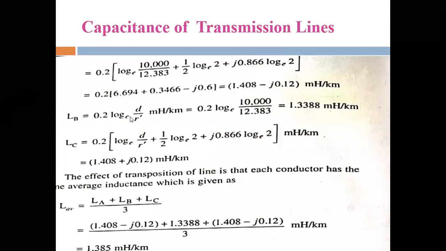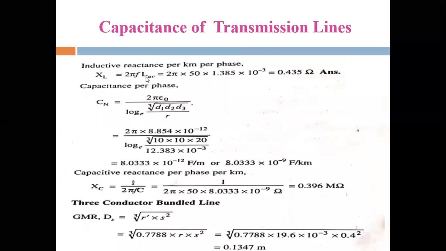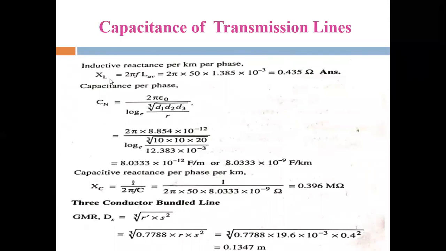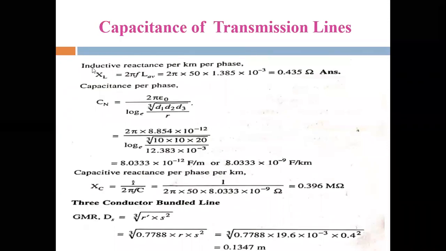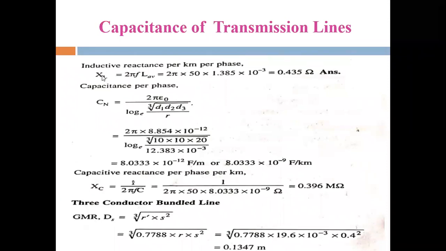After calculating the inductance value, we calculate the inductive reactance. What is the formula for the inductive reactance? XL is equal to 2 pi f L, where L means the L average. Then substitute the values: 2 pi into f, which is 50 Hz, into L average.